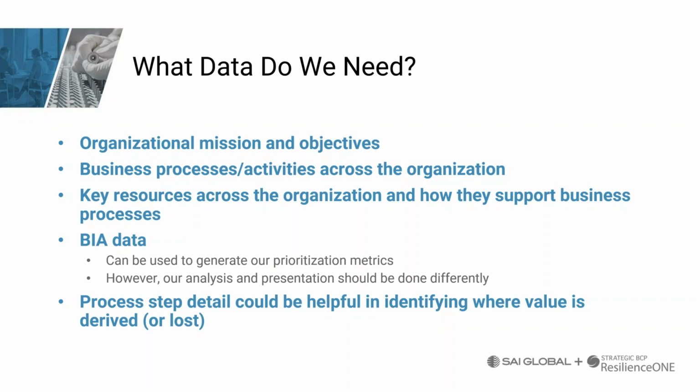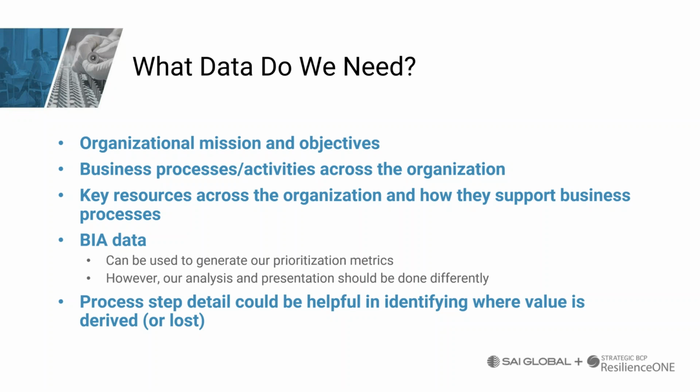Our BIA data, so we do BIAs all the time. So that can be used to generate our prioritization metrics. However, our analysis and presentation should be done differently. What does that mean? So we're not going to call it a BIA. We're going to call it something different here because they're not asking about impact. They're asking about value. And I'm going to show you how you can change your BIA around where you can do that. And then process step detail.